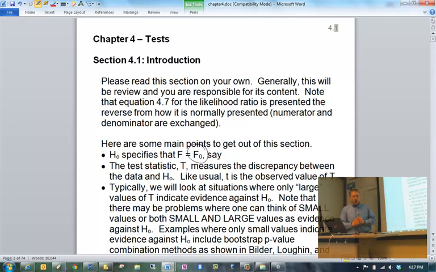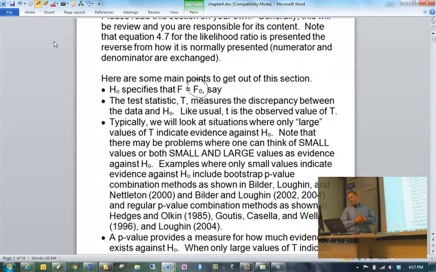So section 4.1 in the book, please read this on your own. It's just kind of a review of hypothesis testing at the level that you would have seen in Stat 883. Depending upon what you got out of 883, this might be more of a help to some than others. Just a few points, just so that we can talk about stuff in section 4.2 here. Again, we assume that the null hypothesis is true, so we're actually sampling from F0.